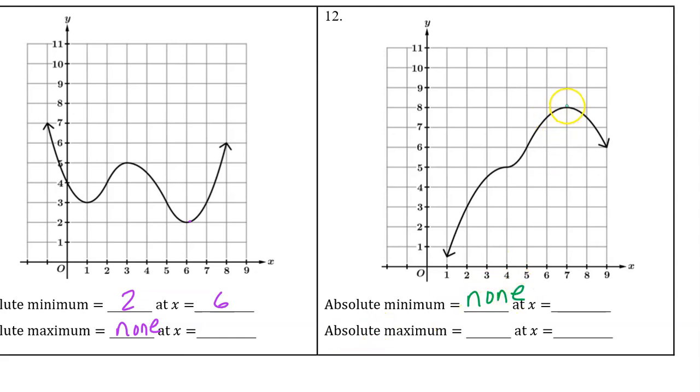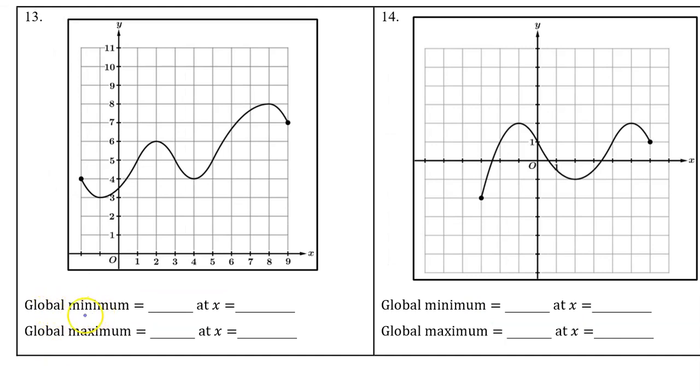There is an absolute maximum right here. This is the highest point on the graph, and the absolute maximum is 8 at x equals 7. Practicing our vocabulary, notice that global minimum and global maximum are the same thing as absolute minimum and absolute maximum. This graph has an absolute, or this time I'll say global minimum right here. This global minimum is 3 at x equals -1.